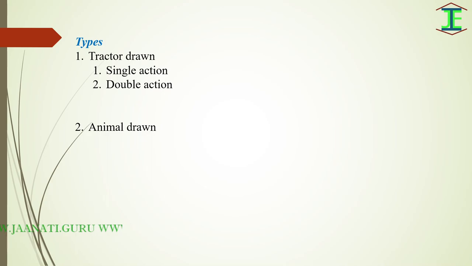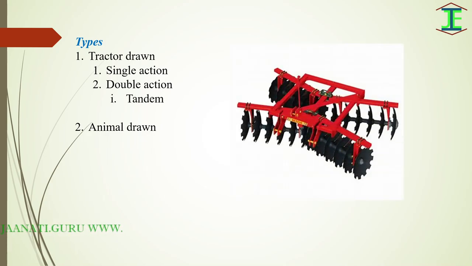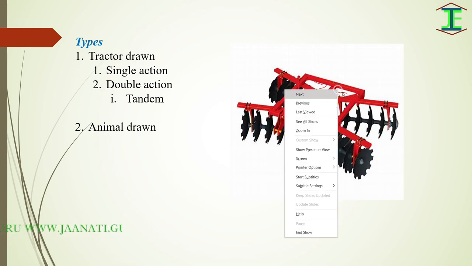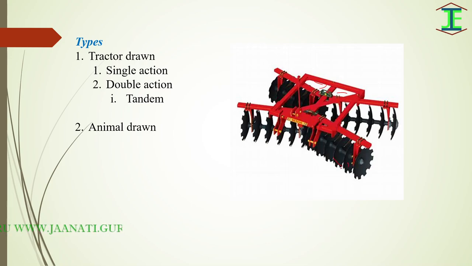It is of two types, tandem disc harrow and offset. In tandem disc harrow, there will be four gangs. In this, these two gangs throw soil to the same side and another two gangs to the opposite side.